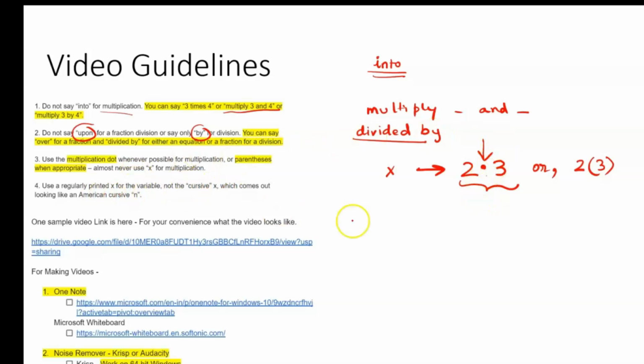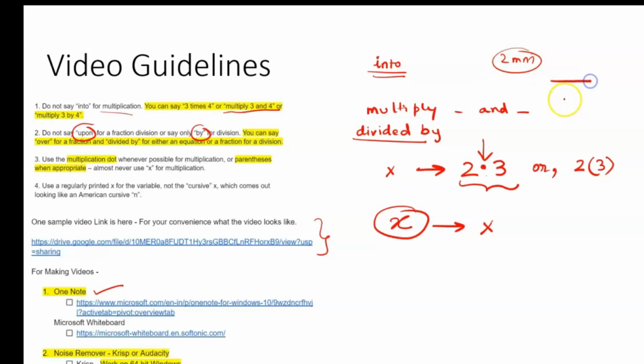And for using the variable x, you can't write this x. You need to use this cross x, that is the printed x which we see. Next, one sample video link we will be providing you in the document, in the group only. We are telling you to use OneNote, but you can use any software, but make sure the pen is at least 2 mm. A thicker pen, so it is not a thin line, it is a proper line. You can make particular people understand. You can use OneNote, you can use a whiteboard, it is up to you.